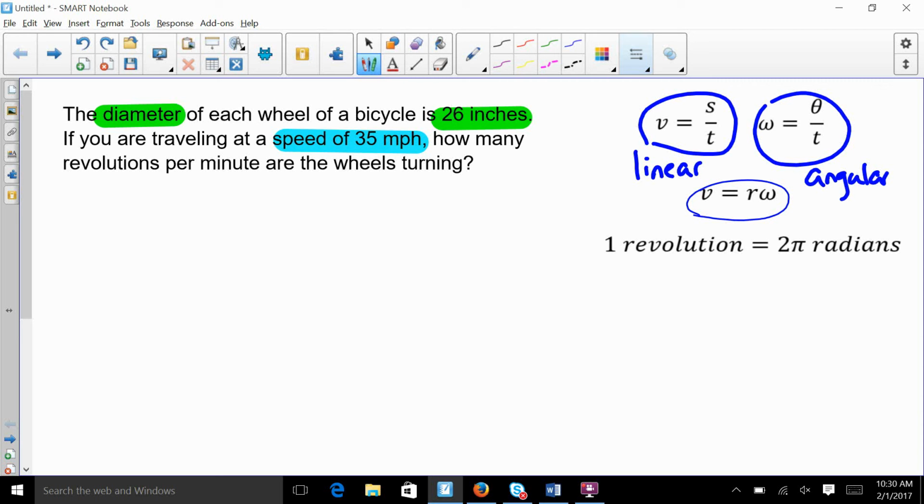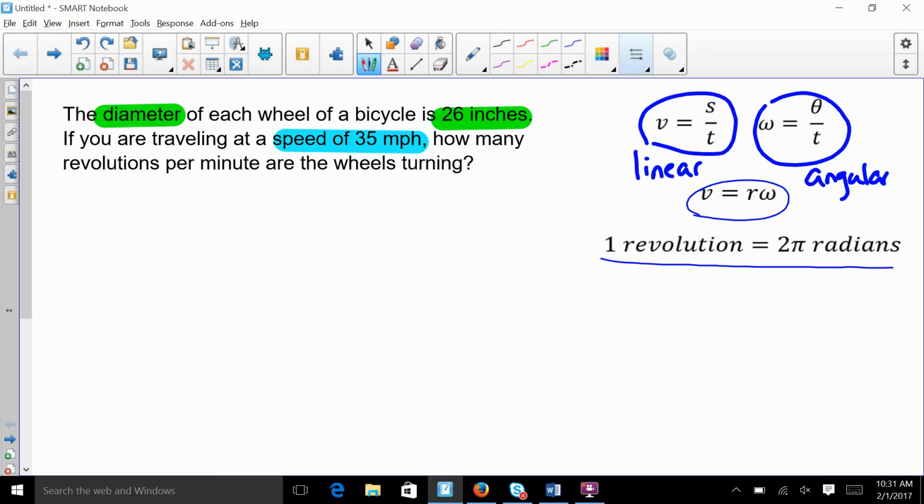So if I take my linear speed, it will be equal to my radius times my angular speed. I also know that if I'm going to convert revolutions into radians, one revolution is equal to 2 pi radians. And all that information is going to be needed to solve this problem.